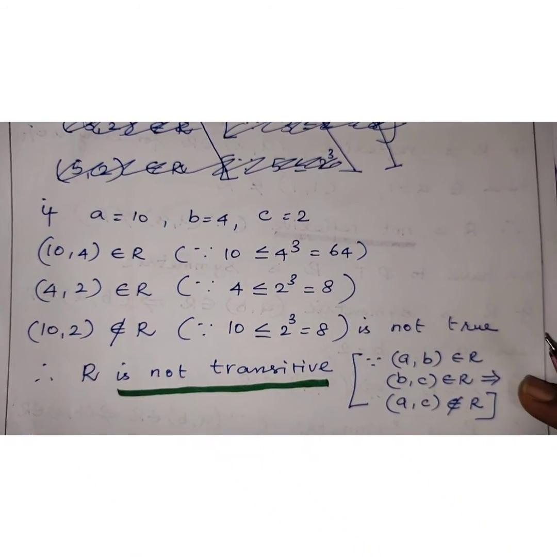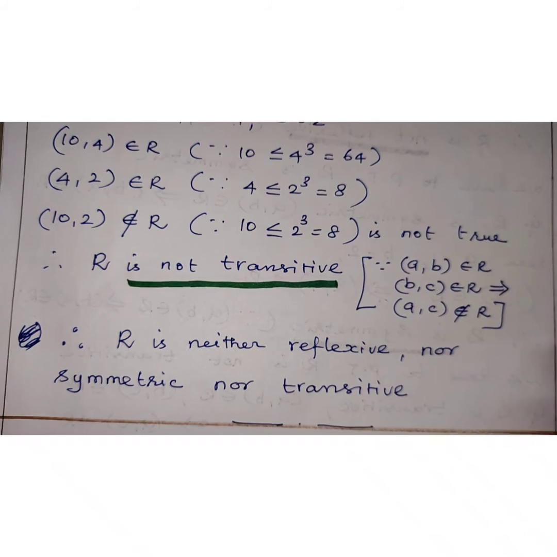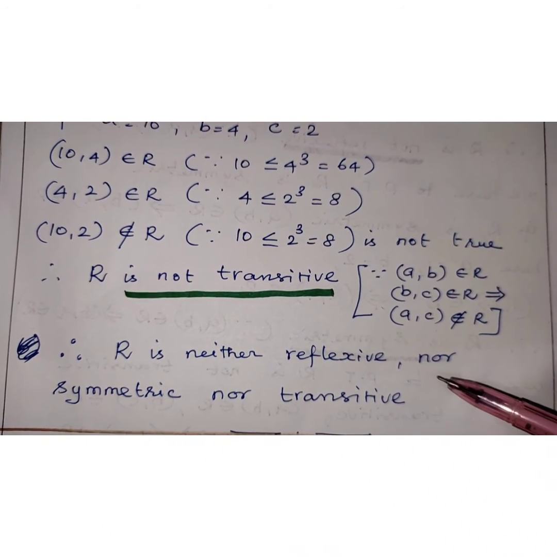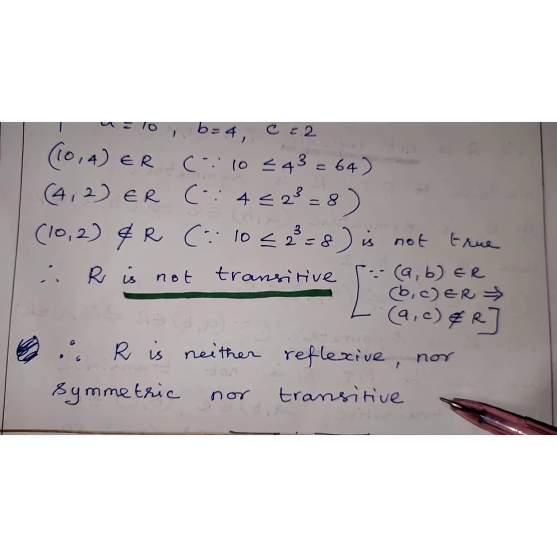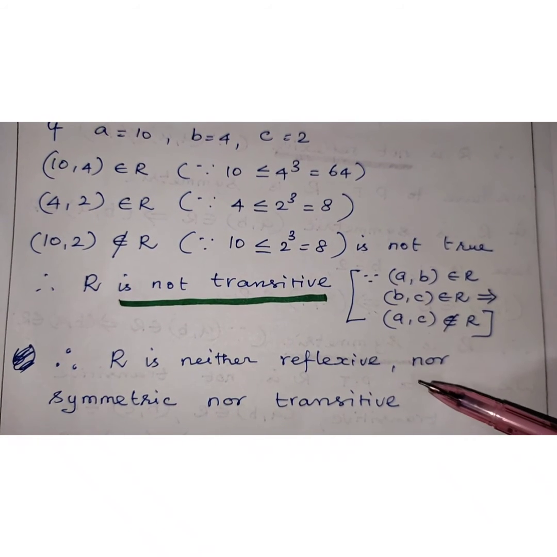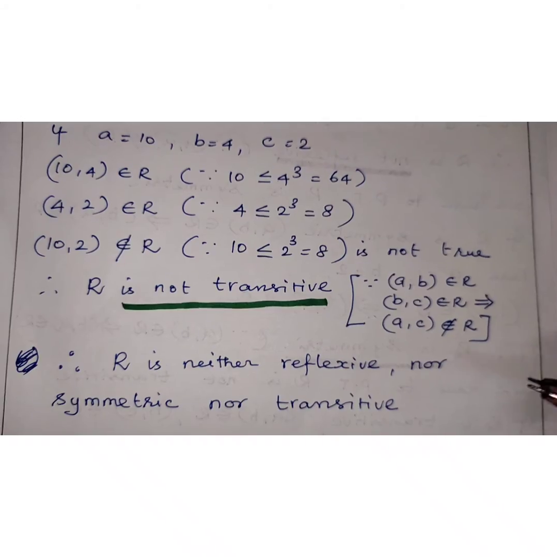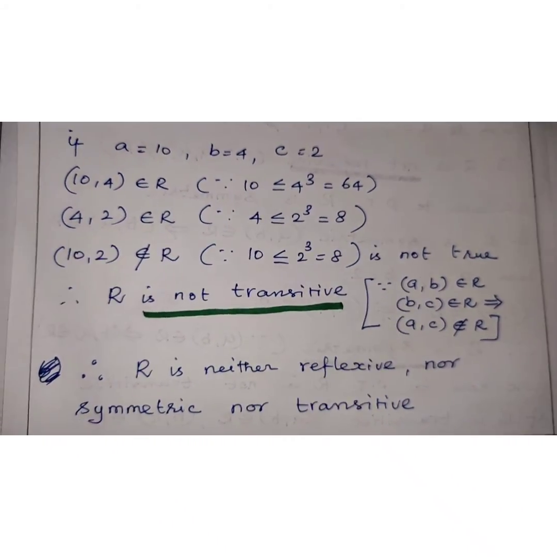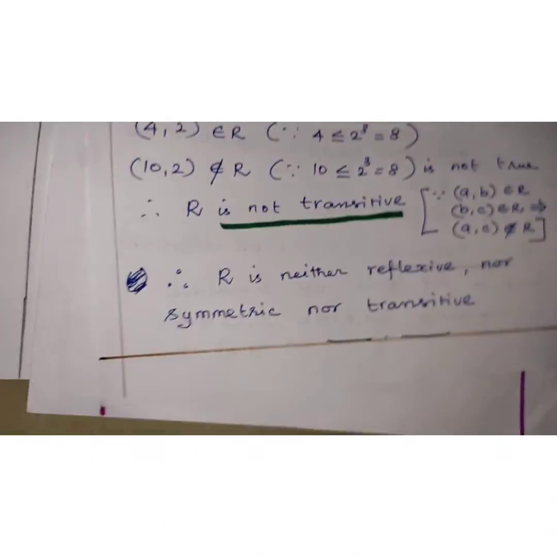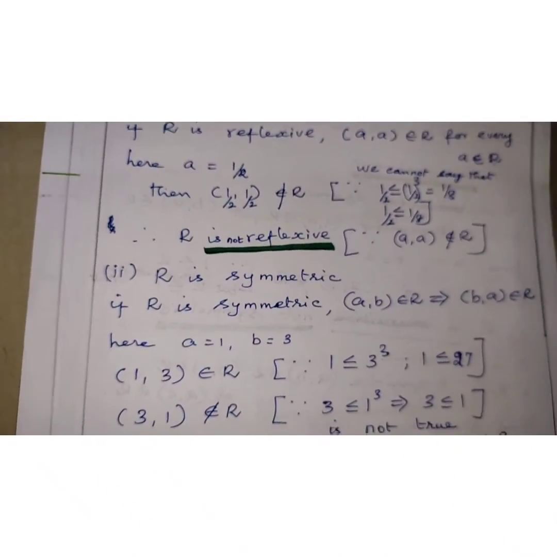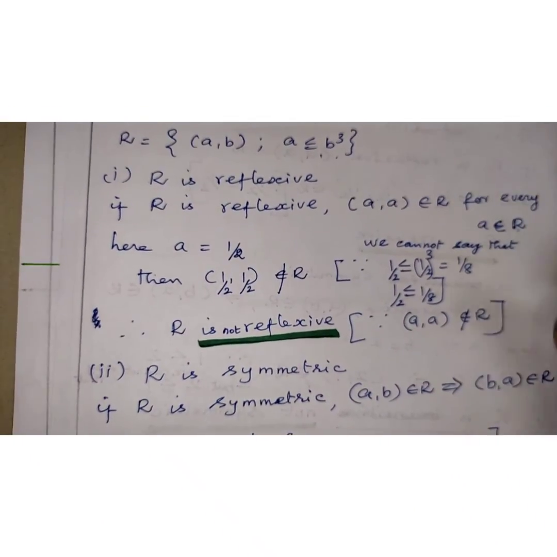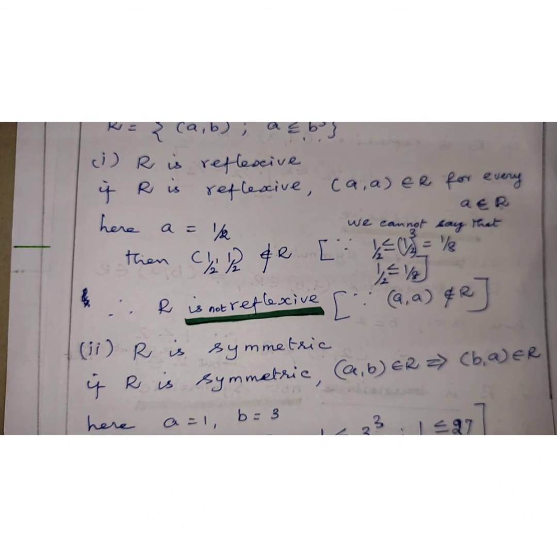Now we have the conclusion here: R is neither reflexive nor symmetric nor transitive. Okay, R is neither reflexive nor symmetric nor transitive. Up to this, we have the 4 and 5, two sums, over here.